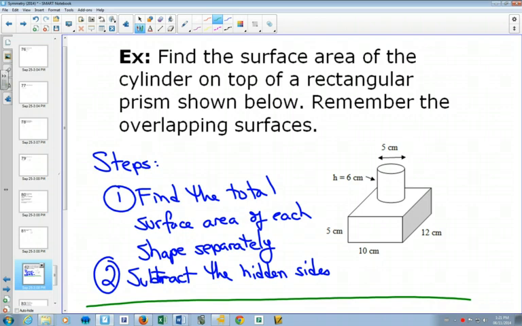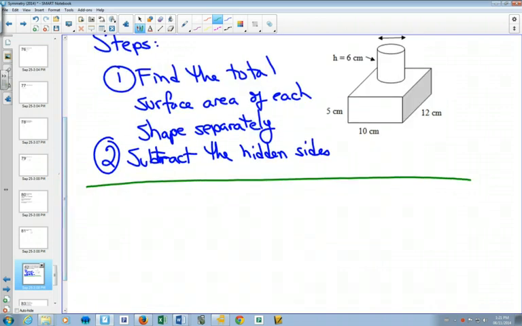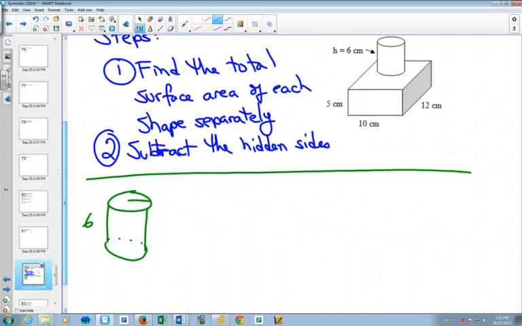So let's start with our cylinder. Let's redraw it. Yeah, we started it, but we'll do it again. So we know that the height of our cylinder is 6. And if it's 5 all the way across, the radius would be half of 5, which will be 2.5, because the radius goes from the center out.